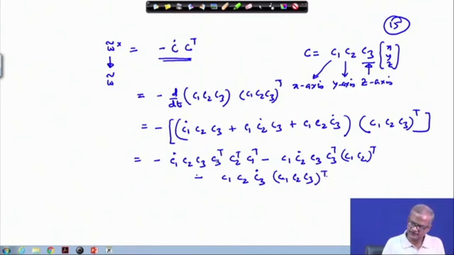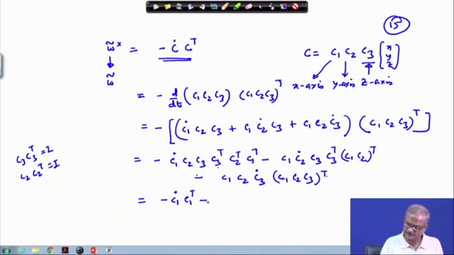Okay. So, this quantity is identity. If you look at C3 times C3 transpose, this is a rotation matrix, so this is identity. So, C3 times C3 transpose equals identity, and C2 times C2 transpose equals identity. So, the first term gets reduced to minus C1 dot times C1 transpose. The second term here will be C1 times C2 dot C2 transpose, which gets reduced to identity, so this is C1 times C2 dot C2 transpose C1 transpose, minus C1, C2, C3 dot, C3 transpose.